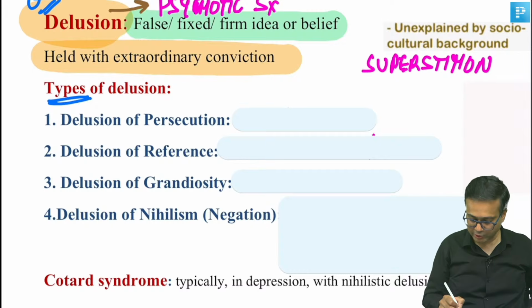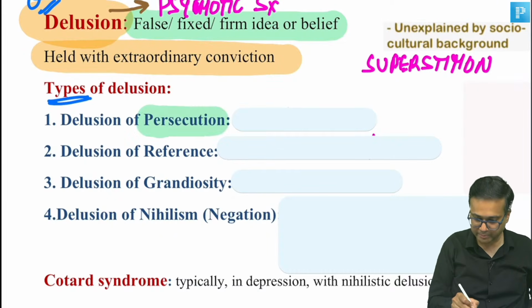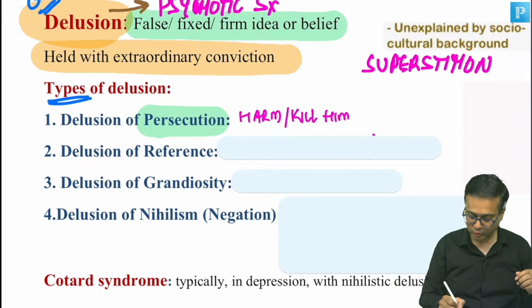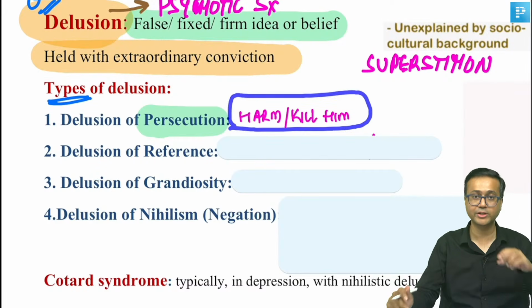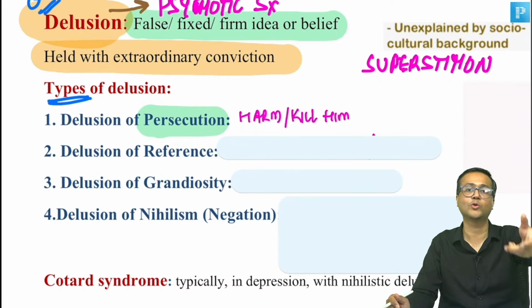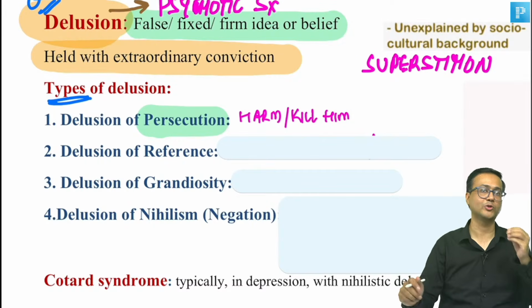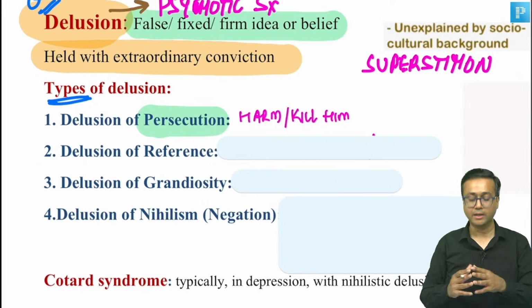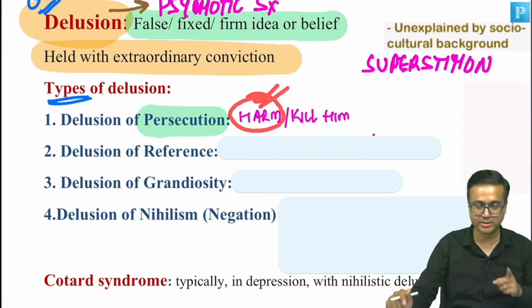Now, what is delusion of persecution? What do you mean by persecution? Persecution means to harm or to kill. So here the patient believes that the neighbor wants to kill him. This is an example of delusion of persecution. But please remember, persecution does not always mean kill. It means harm in any way. This question was asked in the FMG exam.